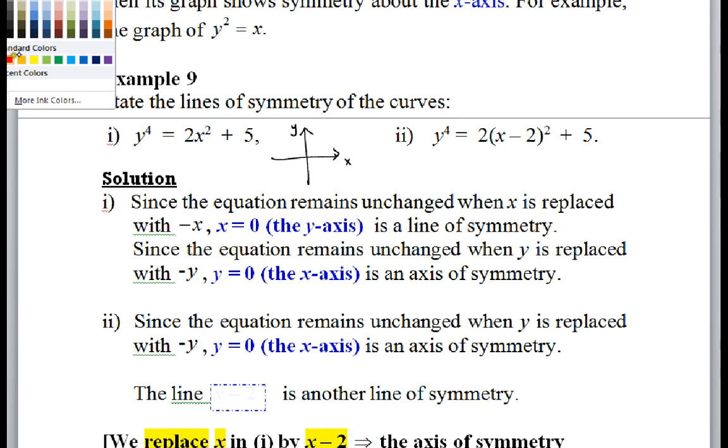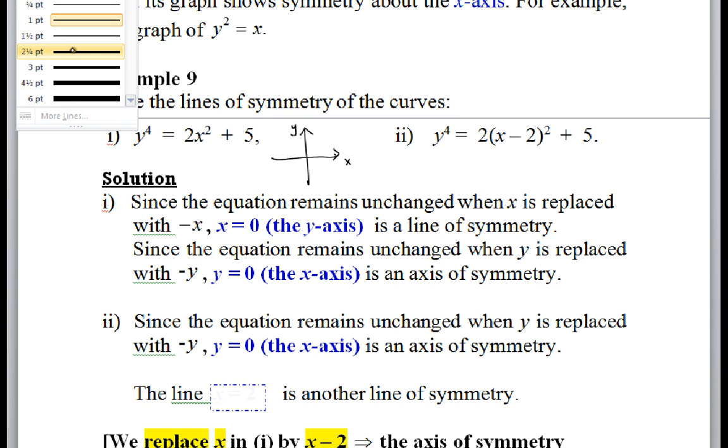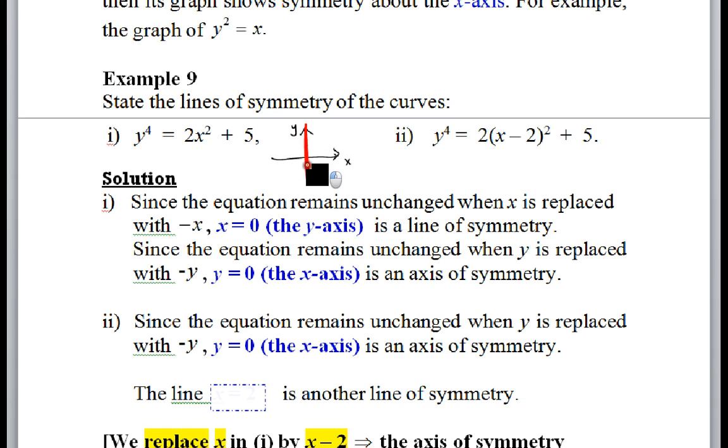Look. Can you have attention? This graph was symmetrical about the y-axis and x-axis. So I'm going to use the red line. The axis of symmetry is this and this. So no matter how the graph looks like, it's symmetrical about the x-axis and y-axis. It can be a circle, whatever.